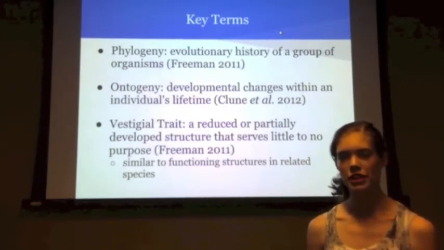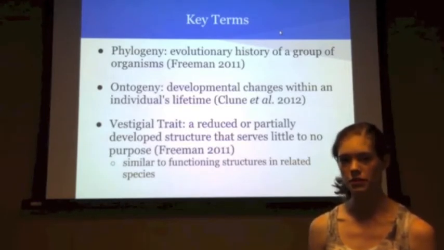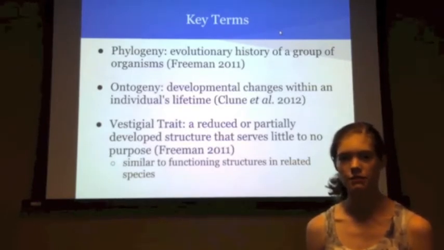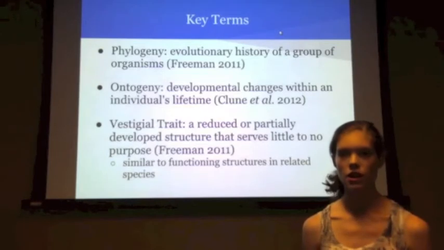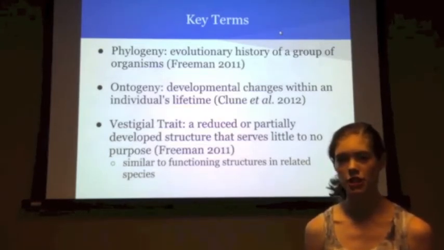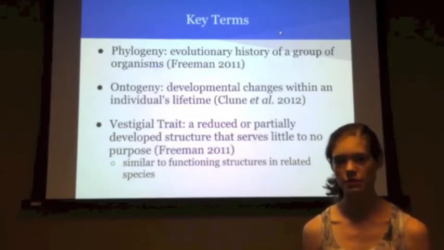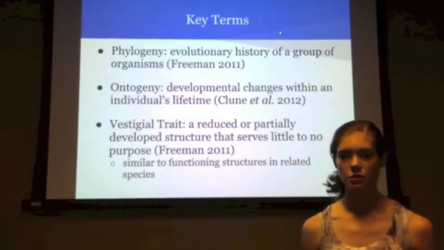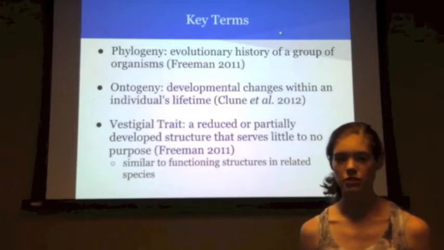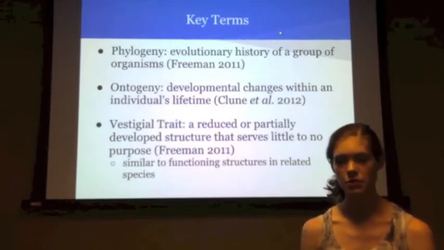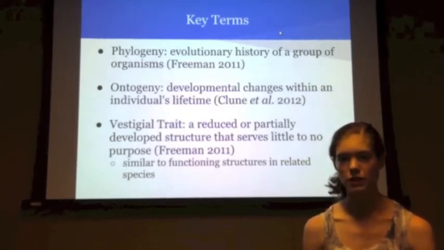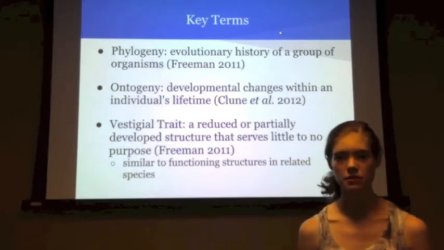Phylogeny is the evolutionary history of a group of organisms. These histories are depicted in phylogenetic trees. Ontogeny is the developmental changes within an individual's lifetime. The last term is vestigial traits. These are reduced structures that seem to serve little purpose. Some examples of these are the small leg bones found in whales and the human appendix.